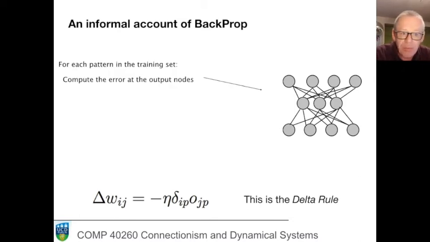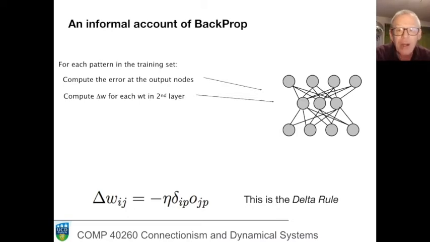So, as before, for each pattern in the training set, we're going to compute errors. We're going to read them off at the output nodes, and in a manner just like what we already did, we're going to compute a suggested weight change for each weight in the layer of weights that is between the hidden layer and the output layer.